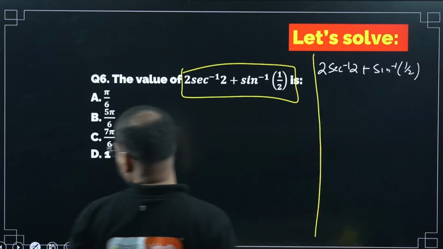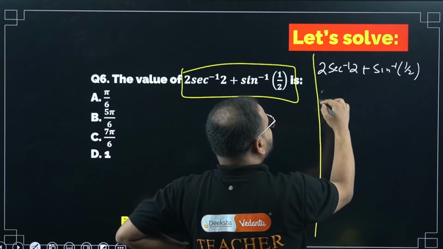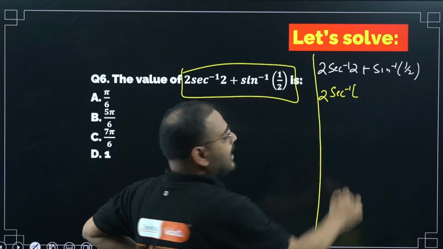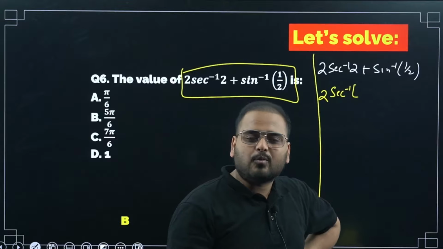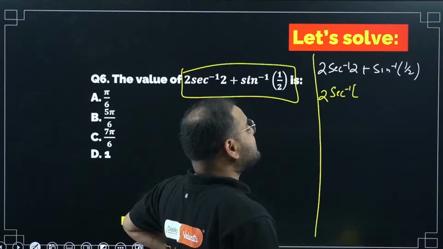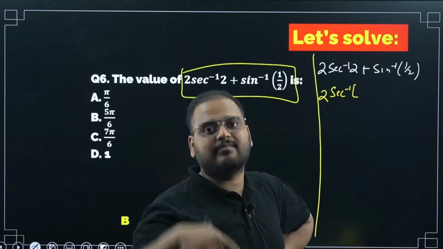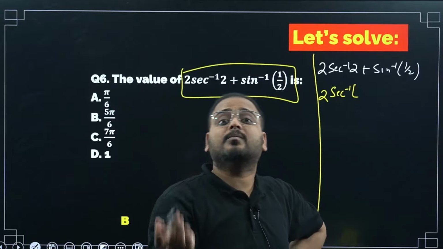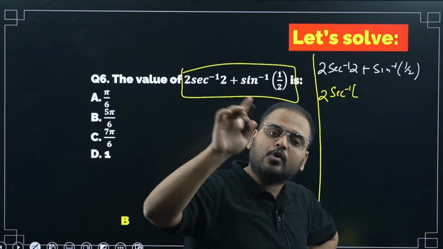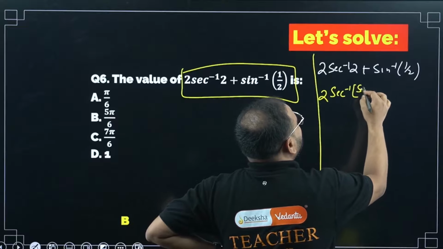So obviously we need angles here. I can rewrite sec inverse of 2. Since I have sec inverse, I need sec in the bracket. Sec will be 2 when cos is 1 by 2, correct? When is cos 1 by 2, sir? At pi by 6. See, pi by 6 is 30. Cos 30 is 1 by 2. So sec 30 is 2. So I can write this as sec 30.